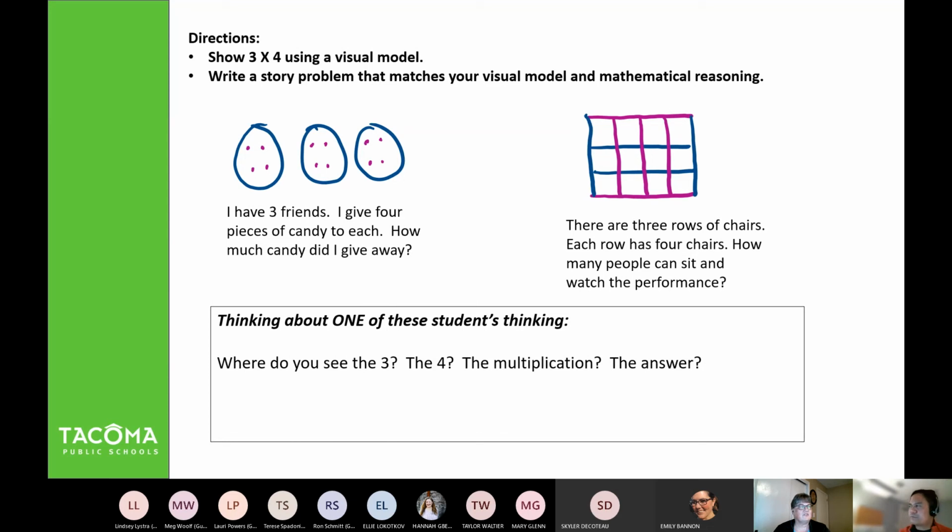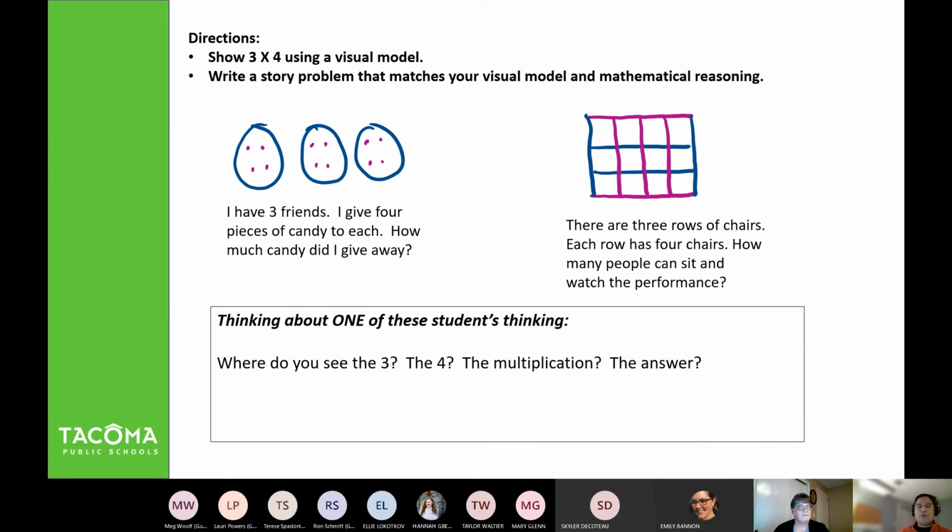And I saw the circles as being the 3 friends. Since there's 3 circles, there was 3 friends. Okay. And then I was thinking about the candy as being the dots. So there's 4 dots within each circle. So that's the 4 pieces of candy. And then there would be 12 pieces of candy total.